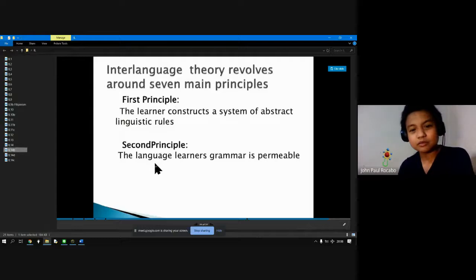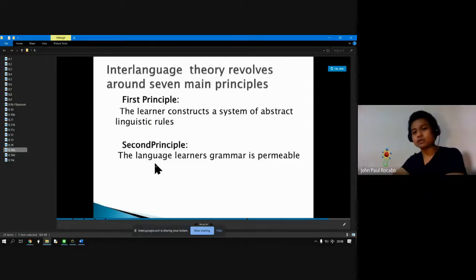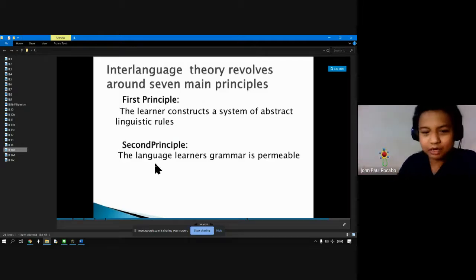So interlanguage theory revolves around 7 main principles. The learner constructs a system of abstract linguistic rules. So nung kabataan nyo, kung ano yung natutunan nyo, bawa nung grade 1, overgeneralization, i-apply nyo siya sa lahat. So katulad nung sa akin, yung ED, jumped, kicked, ginamit ko siya sa lahat ng verbs. Doon ko lang nalaman mga sumunod na taon na irregular verbs pala.